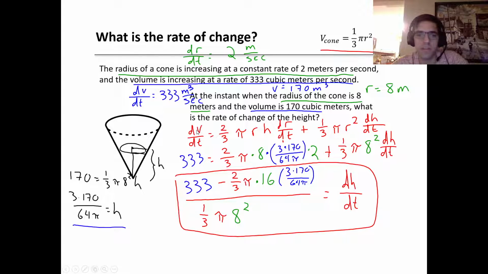Just plug in all the information we know. The change in volume, the rate is 333 cubic meters per second, so that's dV/dt. Our radius is when the cone has a radius of 8 meters, so 8 there, 8 squared here. Our, ooh, yeah, here's what's nasty. Our height. When our radius is 8, we can calculate the height of this thing.